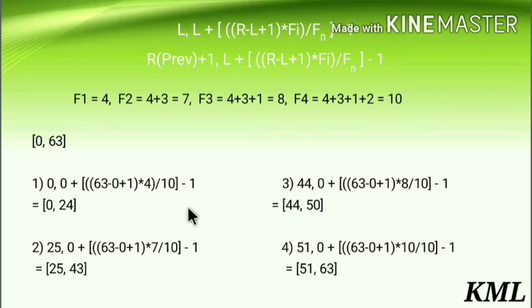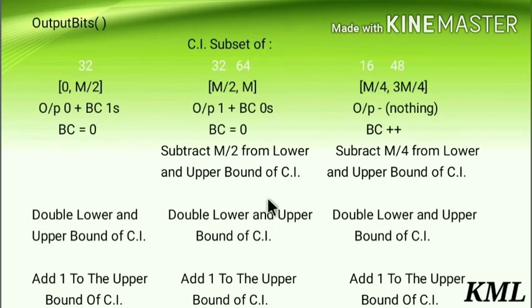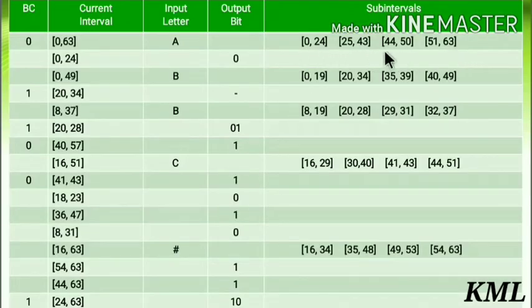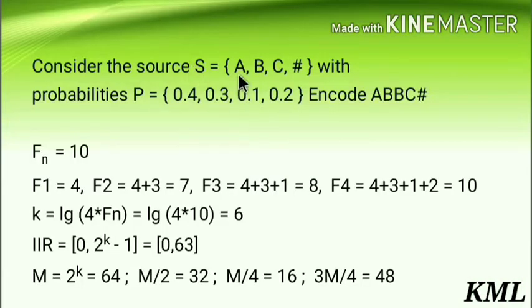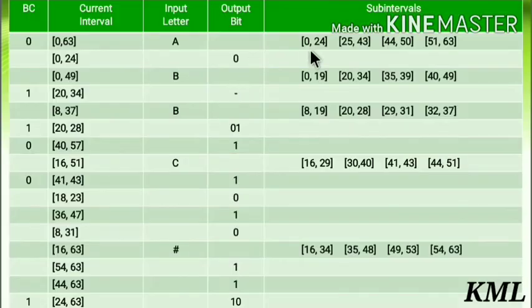This way you will get the correct answer. And if you get a fractional part, just ignore the fractional part, just take the integer part. So you have got subintervals for 0,63. These are the subintervals that we got. Now the procedure is similar to the floating point. You have a here, check the position of a in source. A is at position 1, so you take the first subinterval as your next current interval.